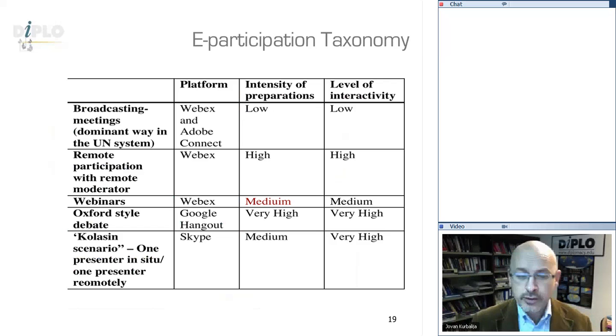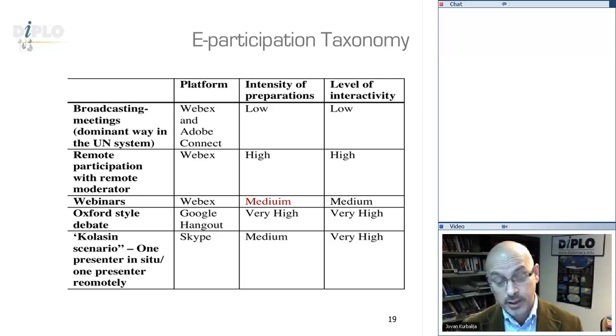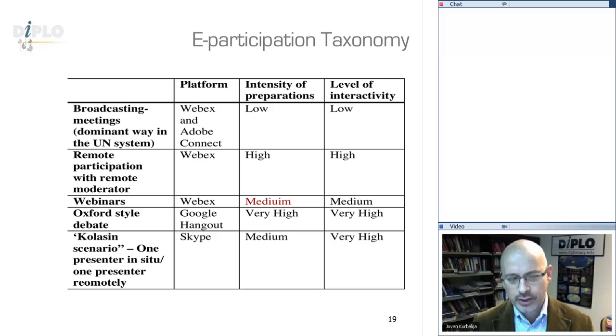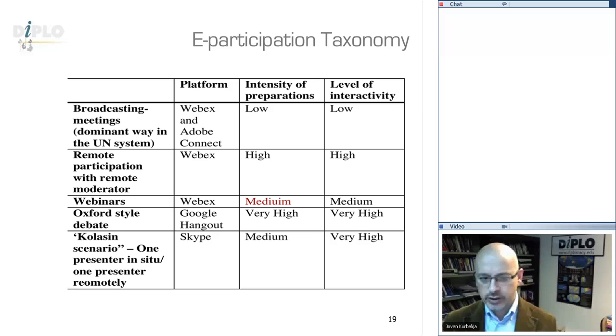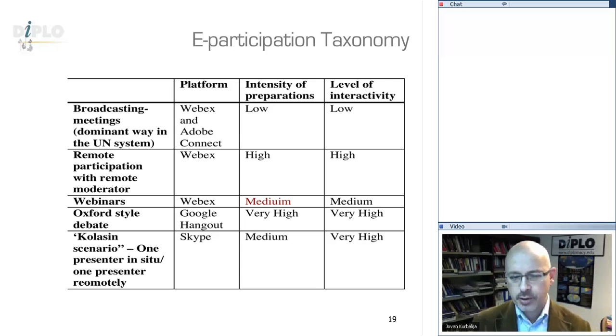Then you have remote participation with remote moderators, using WebEx, with high intensity of preparation and a high level of interactivity. Those examples that I mentioned previously are examples of remote participation. We have webinars and Oxford-style debate. For Oxford-style debate, for example, Google Hangout is quite useful too. And we had what we call internally a collashing scenario, where we had to deliver a presentation with one presenter in situ and one presenter remotely. We use Skype for that, with medium intensity of preparation and a high level of interactivity.